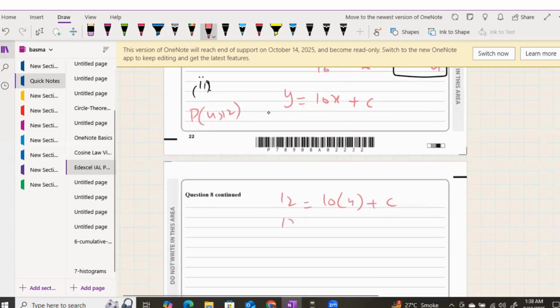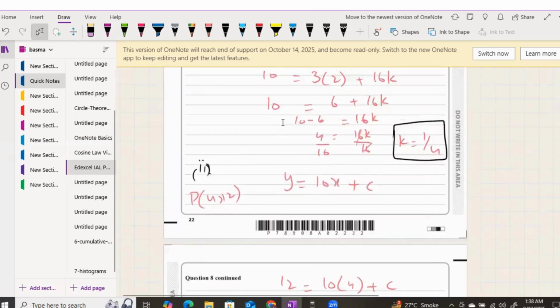Now we will solve it. 10 times 4 is 40, plus c. Move 40 to the other side, so 12 minus 40 is c. What is 12 minus 40? Minus 28. Here is the value for c.